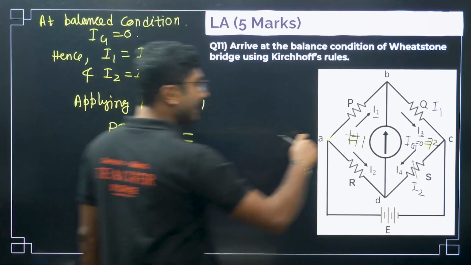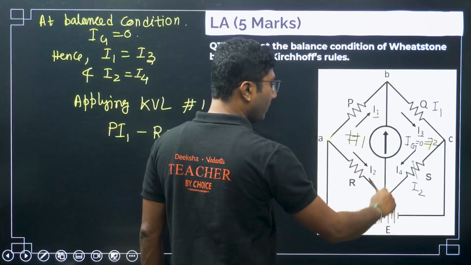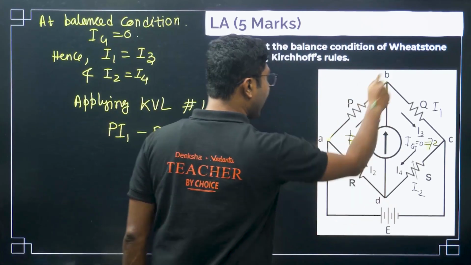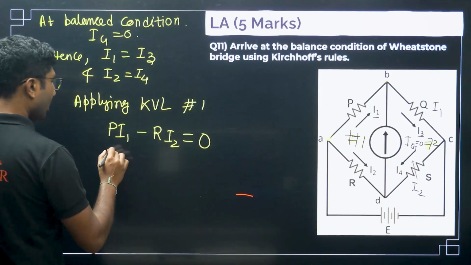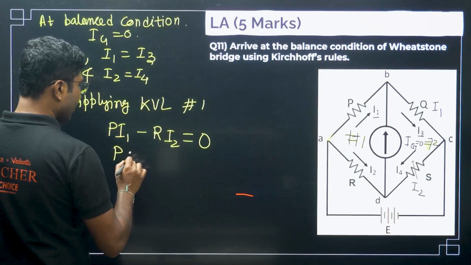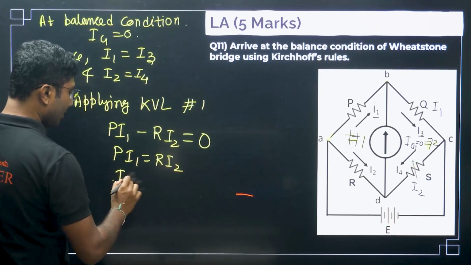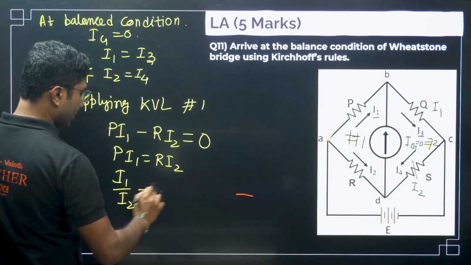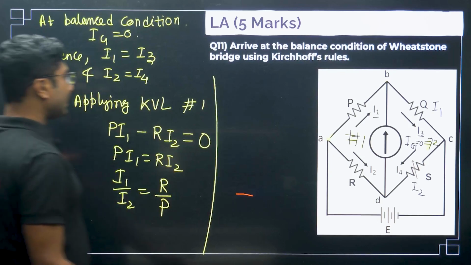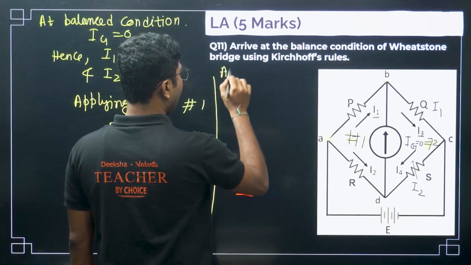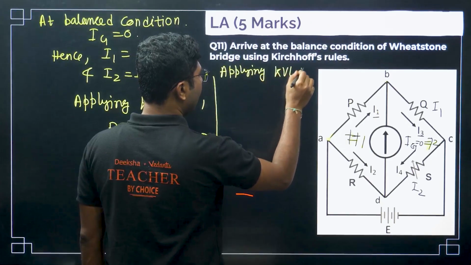And is there any battery connected in this loop? If you see this particular loop, no battery is involved over here. So if no battery is involved, that means it will be equal to 0. Or we can say P I1 equals R I2, or I1 by I2 equals R by P. Now we will apply the same KVL at loop number 2.